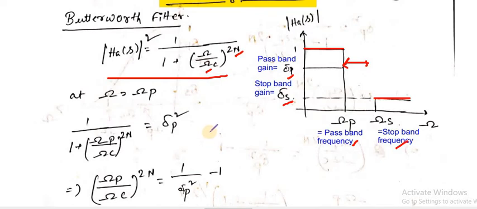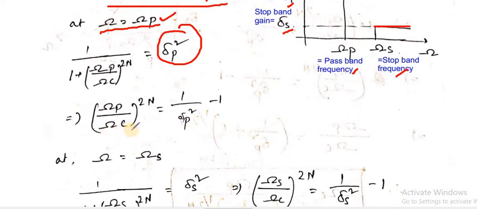Now, as I said, at the pass band frequency, omega equal to omega p, the gain reduces to delta p. The maximum gain is 1 and it reduces to delta p. So at omega equal to omega p, obviously |H_a|^2 is nothing but delta p squared. If I replace omega by omega p and do some algebra, this is the equation: (omega p by omega c) to the power 2N is this.